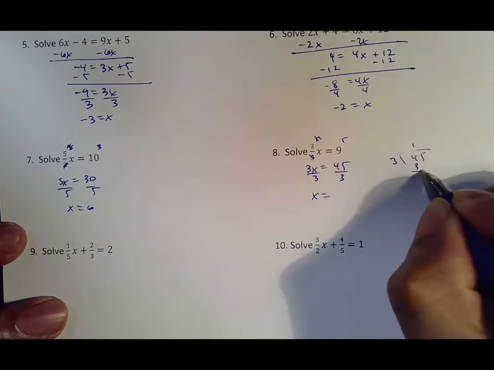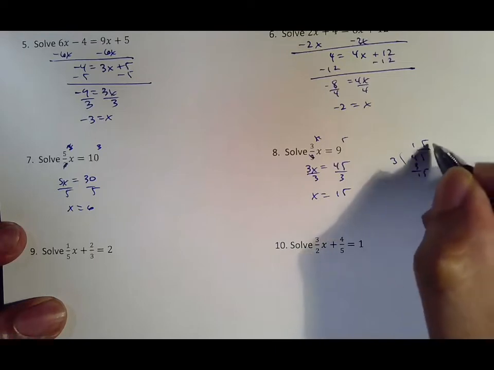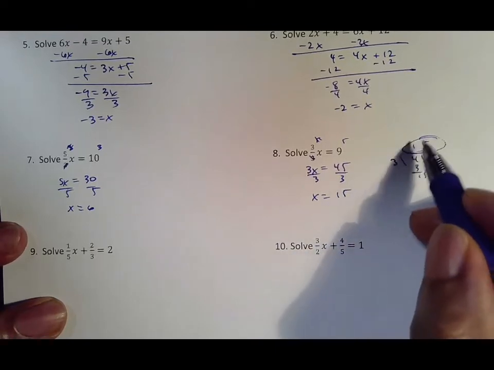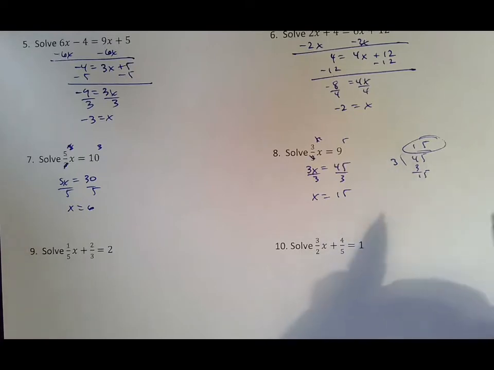3 goes into 4 one time with 1 left over. 3 goes into 15 5 times. Remember, you don't need to finish it. You just care about that number, and you know that 5 times 3 is 15, so there's no need to go all the way down to 0 there.